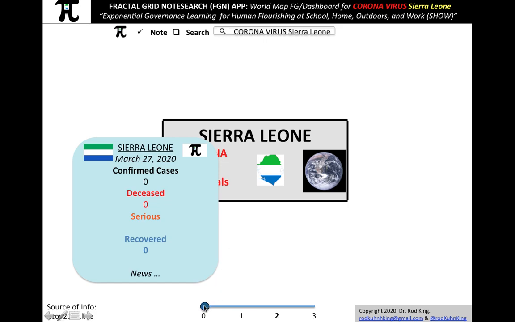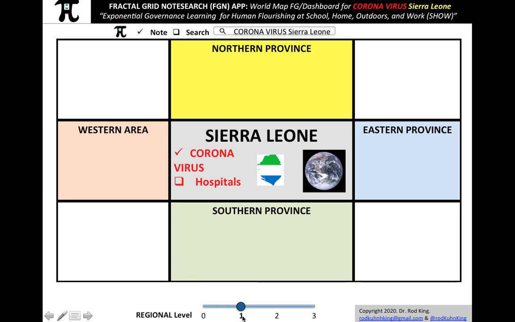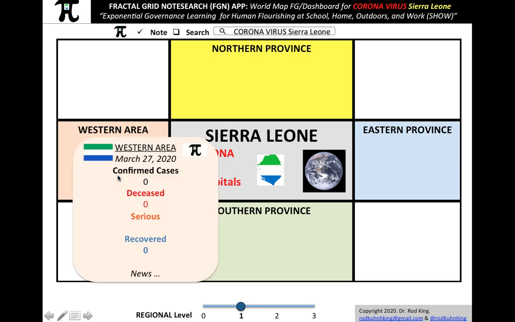But if you look at the slider, which is at the bottom, you can see that it's at level 0. So you can move to different levels. For example, if you want to see what's happening at a regional level, you can click at number 1. And we can see the various regions of Sierra Leone. In this case, we have got 4 regions: Western area, Southern province, Eastern province, and the Northern province. We can also click on any of these provinces or regions, and if we click on the Western area, this is what we would see.